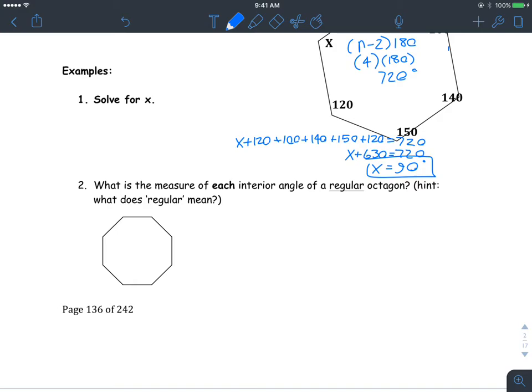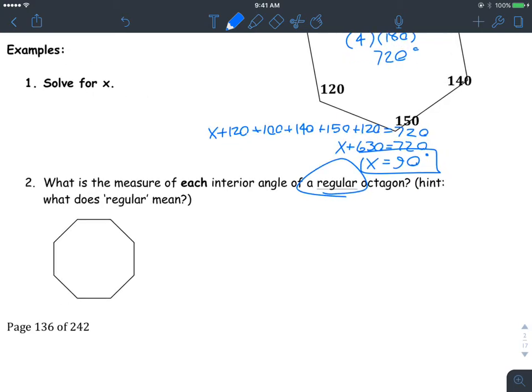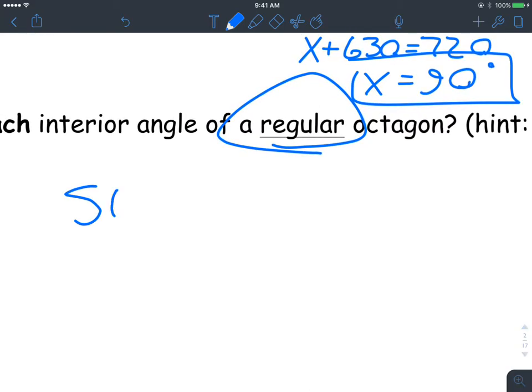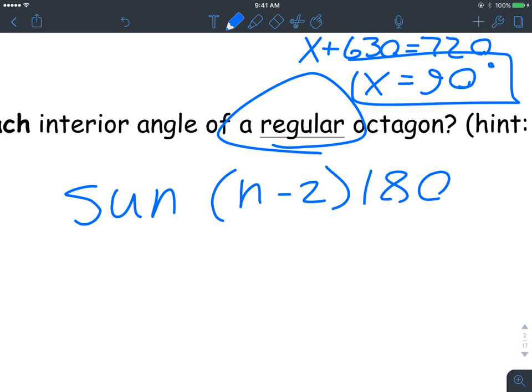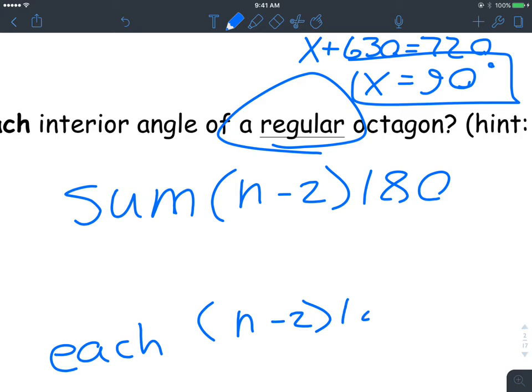Find the measure of each interior angle of a regular octagon. So not only are we finding the sum, to find the sum you just do n minus 2 times 180. But if you want to find each, you take the sum and then you divide it by the number of sides.